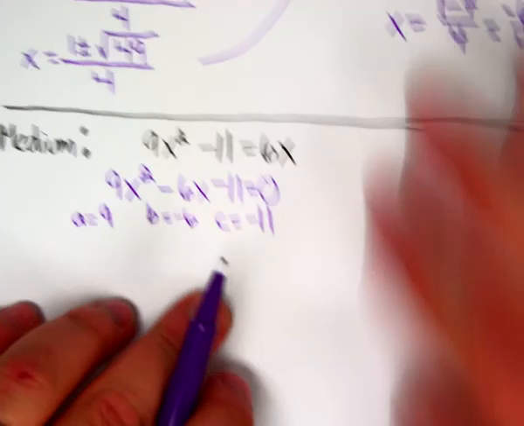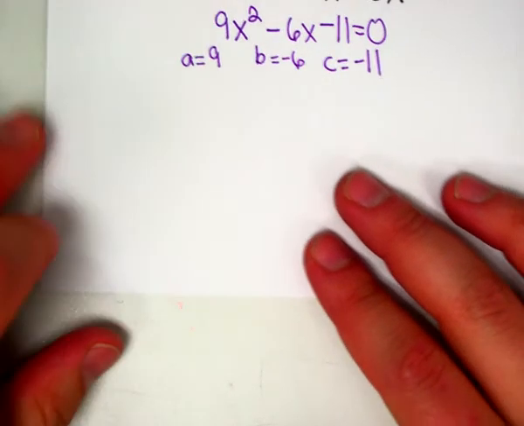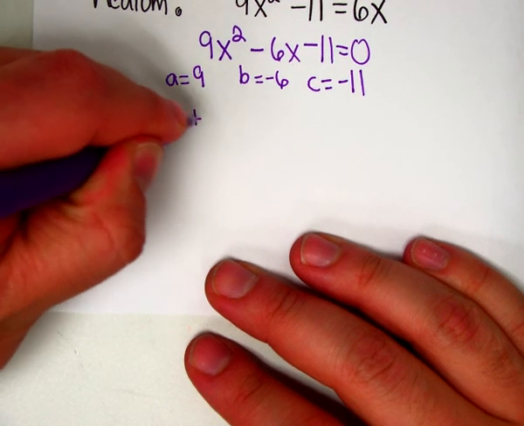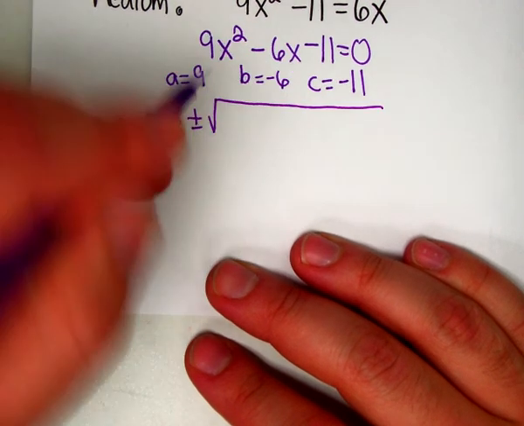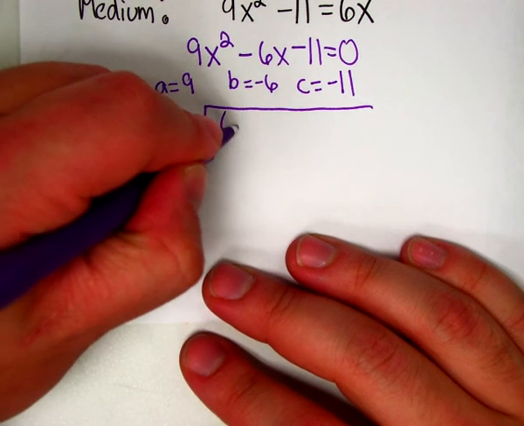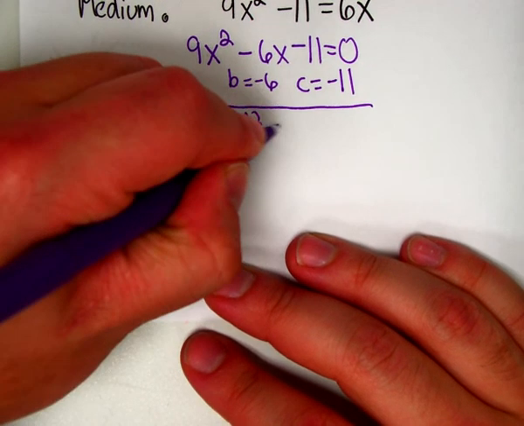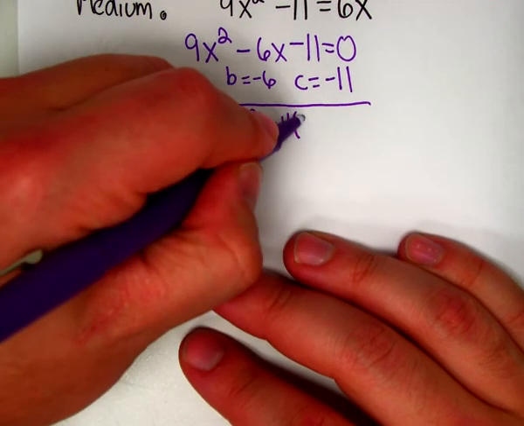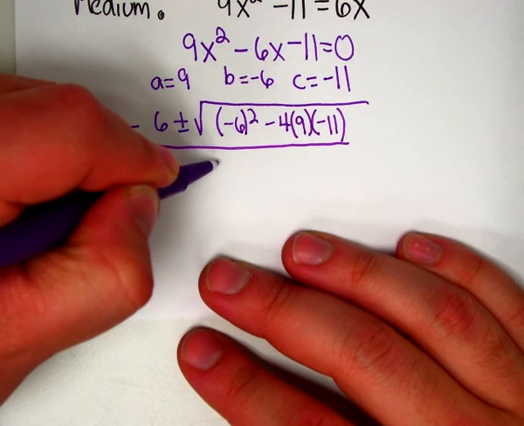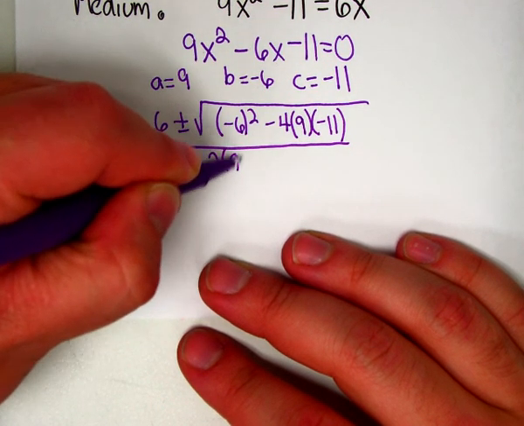We're just going to take these values and substitute them into our quadratic formula. So we have x equals 6 plus or minus the square root of, because that's the opposite of b, by the way, plus or minus the square root of b squared, which is negative 6 squared, minus 4 times a times c, all over 2 times a, which is 2 times 9.